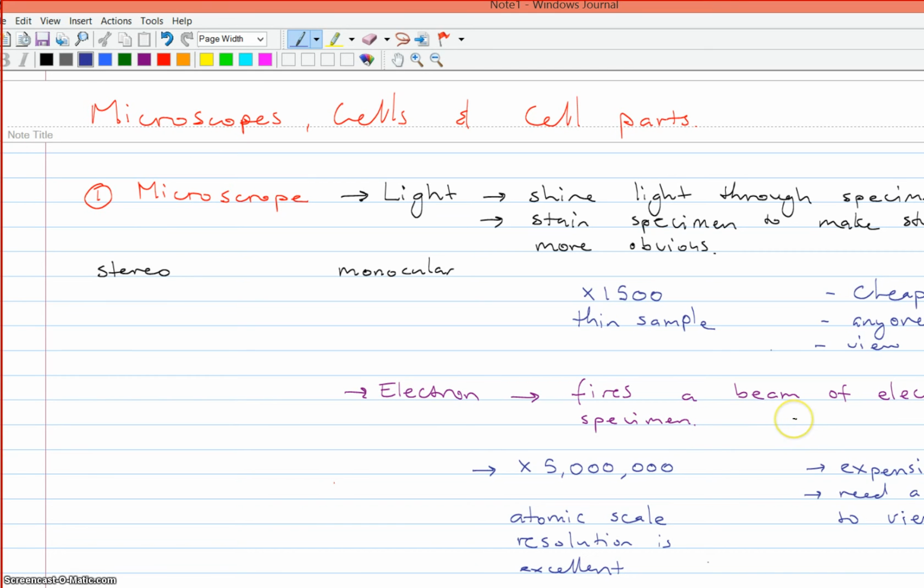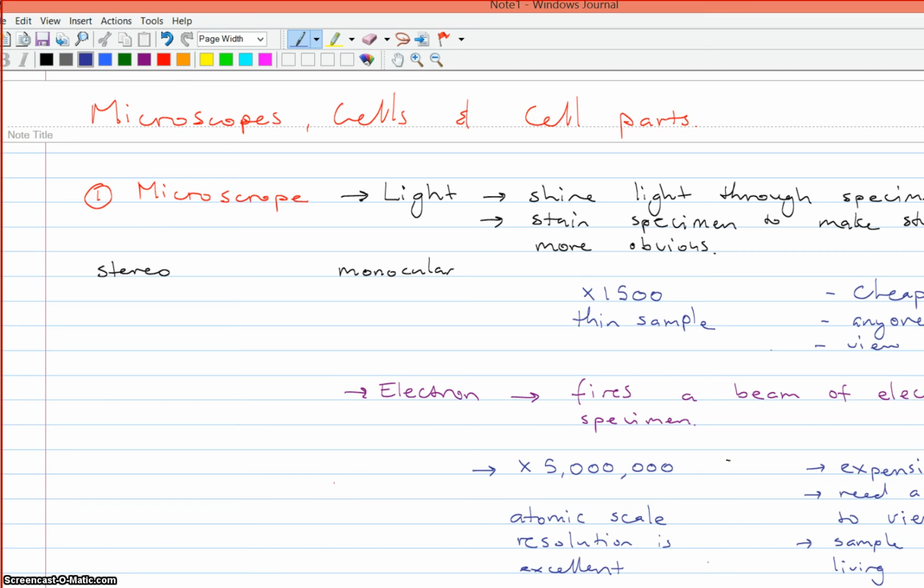And you can't look through an electron microscope. It doesn't have an eyepiece. You actually need to connect it up to a computer to view your sample. Your sample cannot be living. So you couldn't look at a sample of pond water under an electron microscope and see the stuff wriggling about. It would all have to be dead.